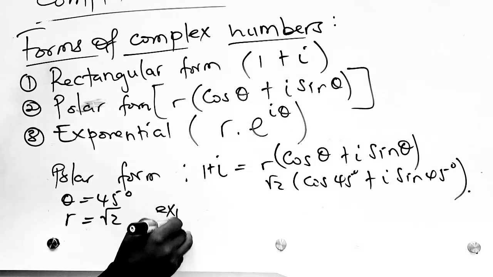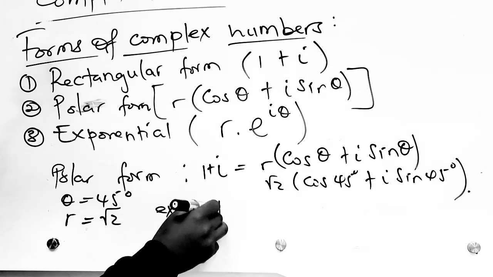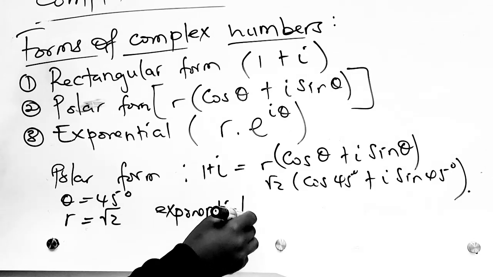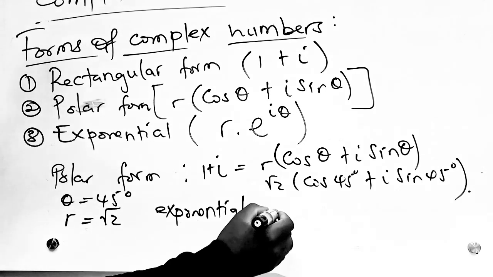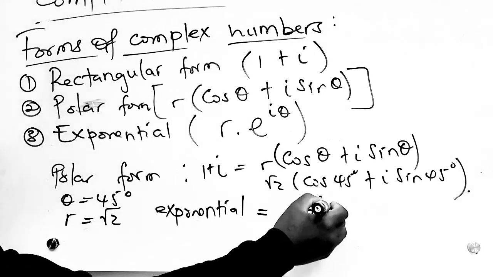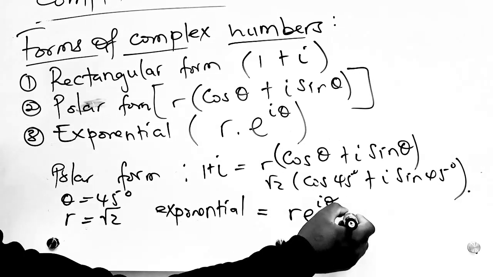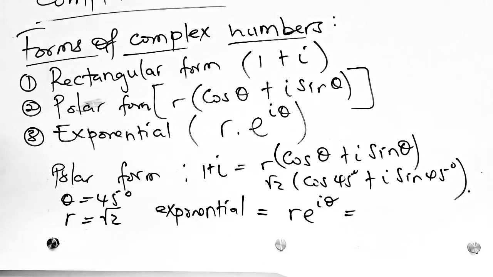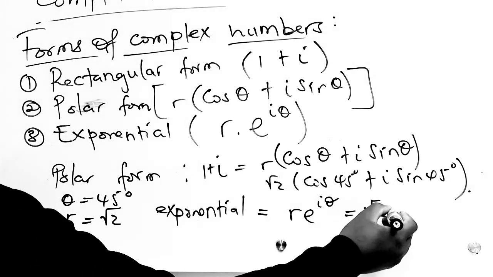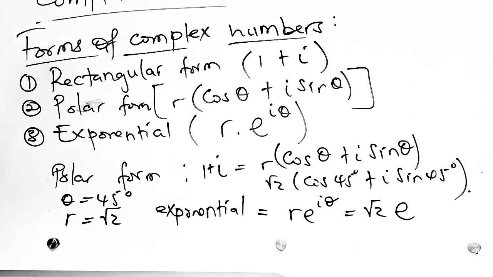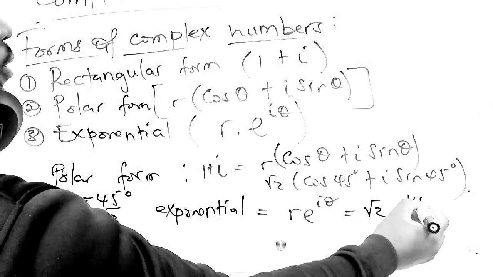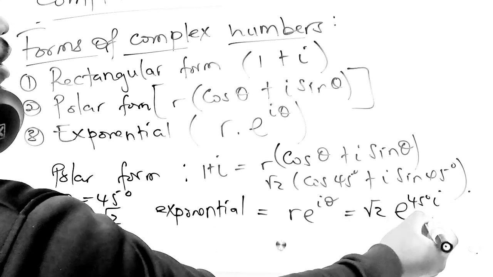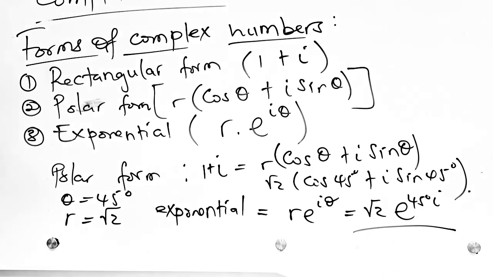Now to represent the same complex number in exponential form. Exponential form is equal to r e to the power i theta. Our r is equal to root 2, e to the power i, then theta is equal to 45 degrees. So we have root 2 e to the power i 45 degrees. That's our answer.